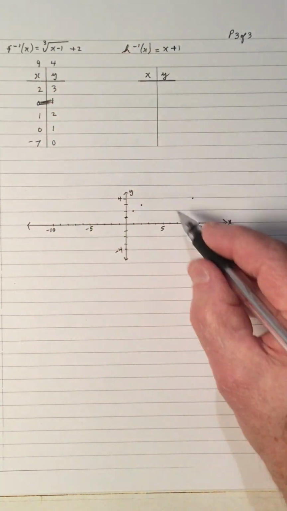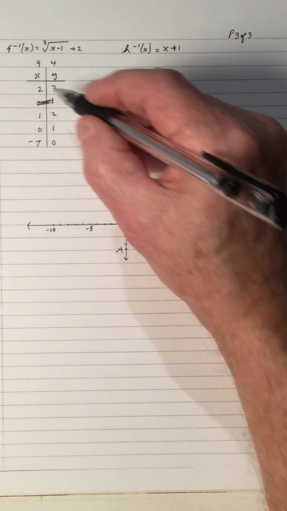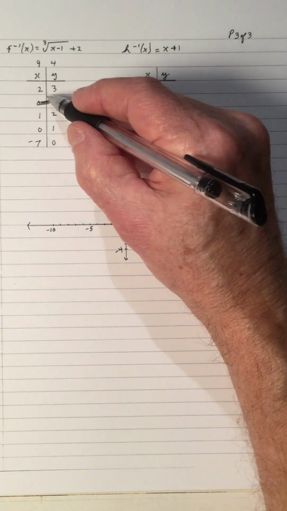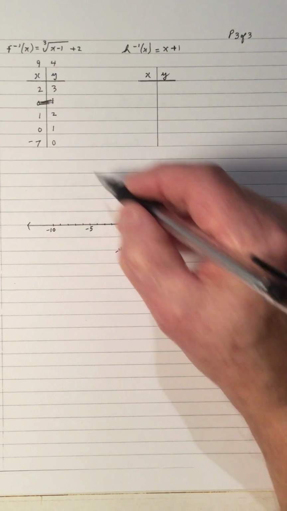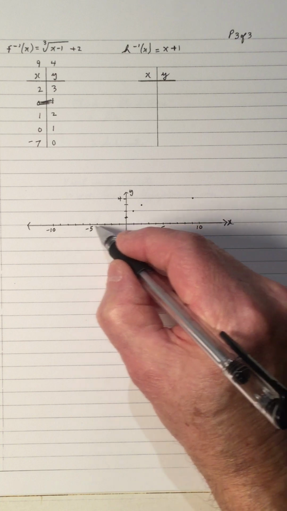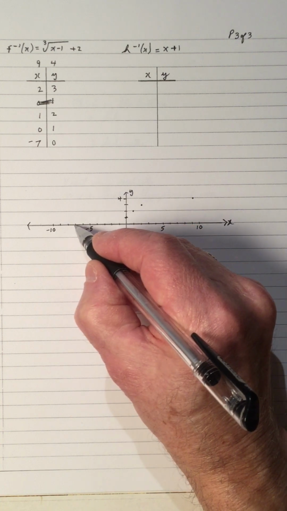So just to check, 9 gives me a 4, 2 gives me a 3, 1 gives me a 2, 0 gives me a 1, and negative 7 gives me a 0.